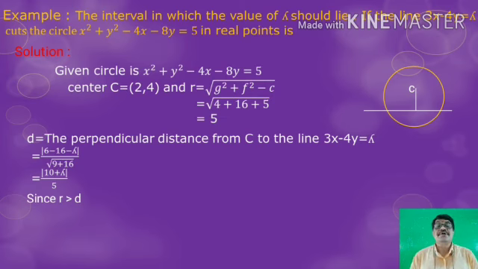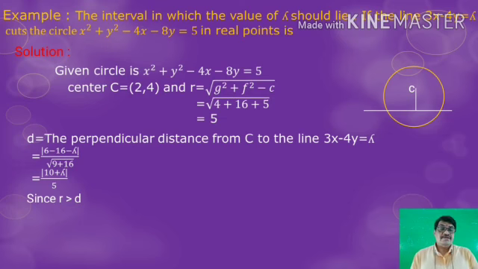Now substitute here, small d is equal to modulus of, substituting the point 2, 4 in the line 3x minus 4y minus lambda, we get modulus of 6 minus 16 minus lambda by square root of a square plus b square. Here a square is 3 square, and b square is minus 4 whole square, that is 16. Root of 9 plus 16. We get small d is equal to modulus of 10 plus lambda by 5.